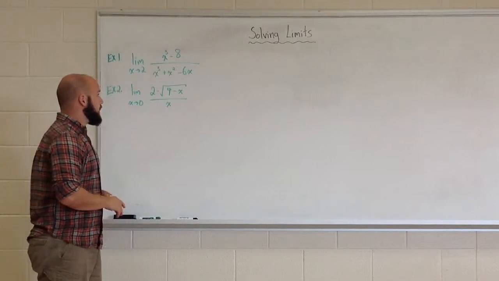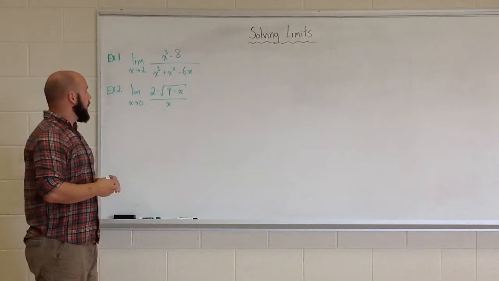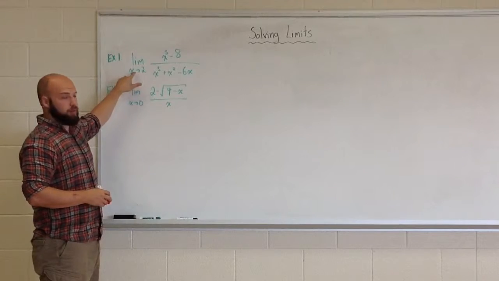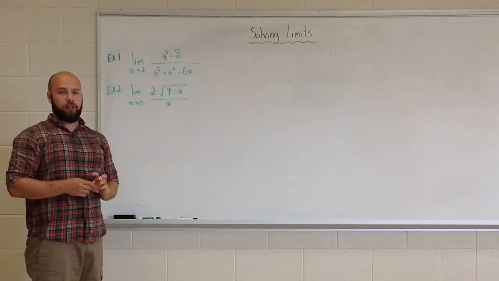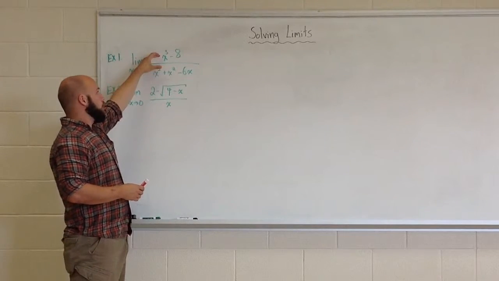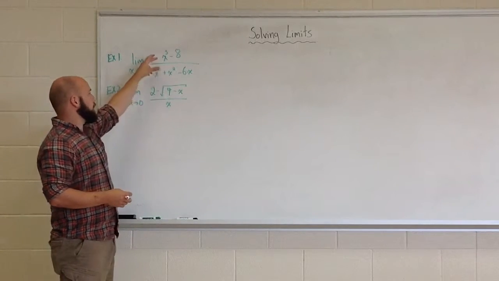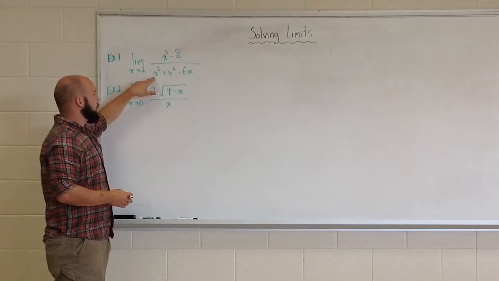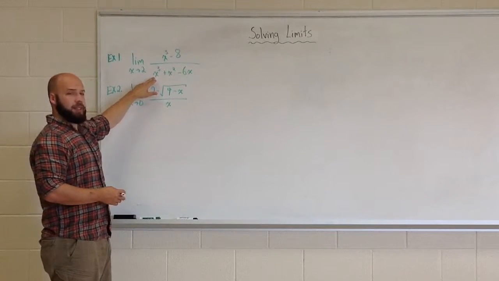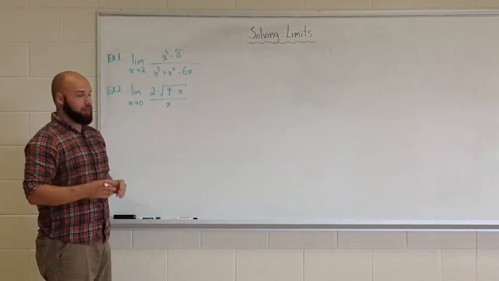Now I'm going to give you two examples of solving limits when the straight plug-in of the limit would result in indeterminate form, meaning 0 in the numerator and 0 in the denominator. In our first example, we have x cubed minus 8 over x cubed plus x squared minus 6x. We need to factor this.